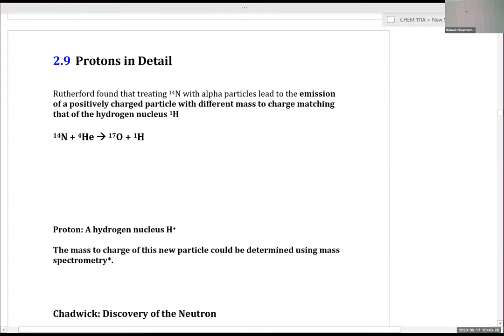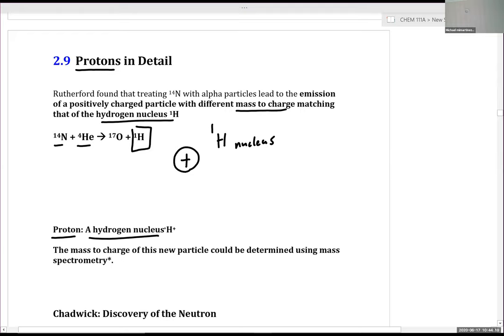So just as a historical footnote to close out our discussion of history, let's talk briefly about protons and neutrons. So protons: it was found that if you take nitrogen-14 and bombard it with alpha particles, you notice the emission of a particle with a mass to charge ratio matching a hydrogen nucleus. So it looks something like this. This is a hydrogen nucleus. Now this particle that represents a hydrogen nucleus is called a proton. And this mass to charge ratio can be figured out in a similar way to that of an electron, or more directly via mass spectrometry, which we'll talk more about later in this chapter.